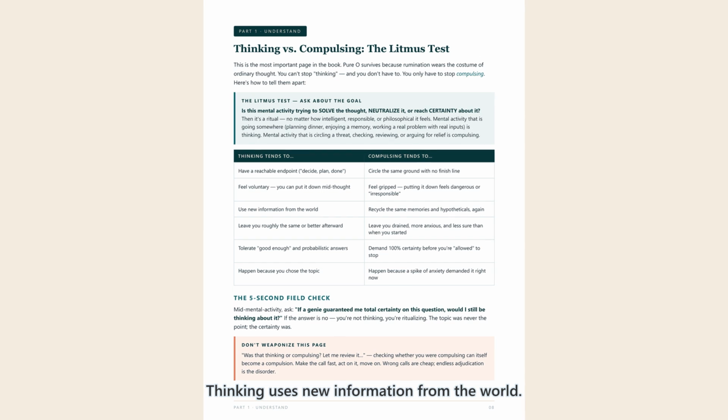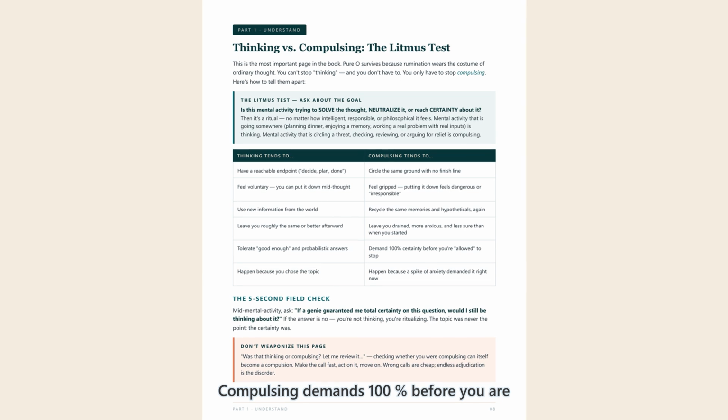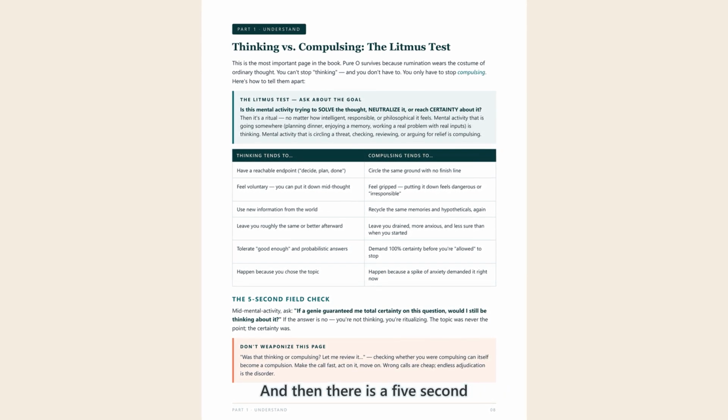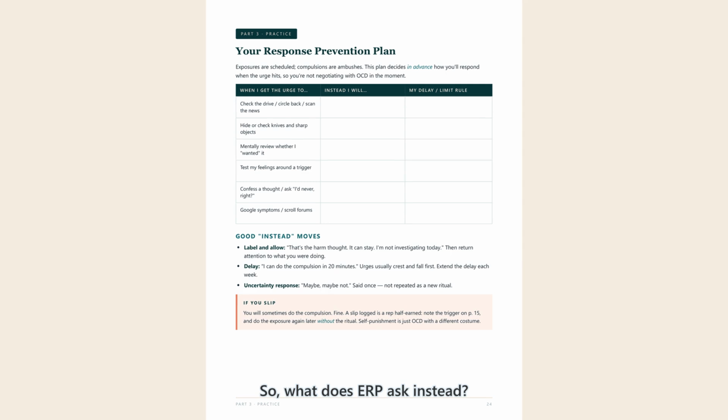Thinking uses new information from the world. Compulsing recycles the same memories and hypotheticals. Thinking tolerates good enough. Compulsing demands 100% before you are allowed to stop. And then there is a 5-second version you can run in your head. If a genie guaranteed you total certainty on this question, would you still be thinking about it? If the answer is no, the topic was never the point. The certainty was. So what does ERP ask instead?